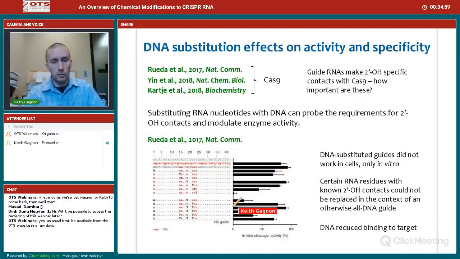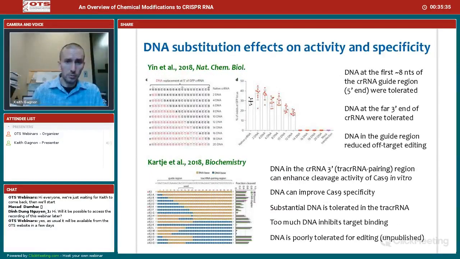This study was primarily in vitro. In fact, when they tried to put these CRISPR RNAs in cells, they did not work for editing. That's something we and others have observed: too much DNA is not good, and these positions are really critical. So certain RNA residues with known 2' OH contacts could not be replaced in this all-DNA guide. They also did a nice single molecule binding study that showed that incorporating the DNA into these CRISPR RNAs reduced the binding to the target, so it modulated target binding, which turned out to be beneficial in the next study.